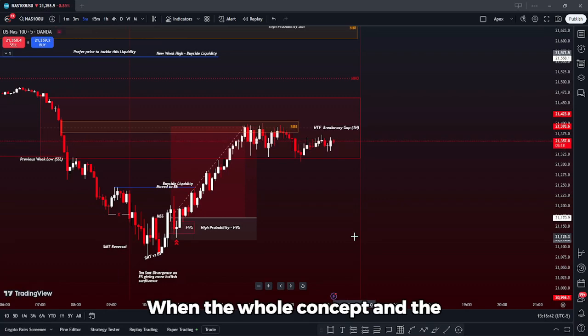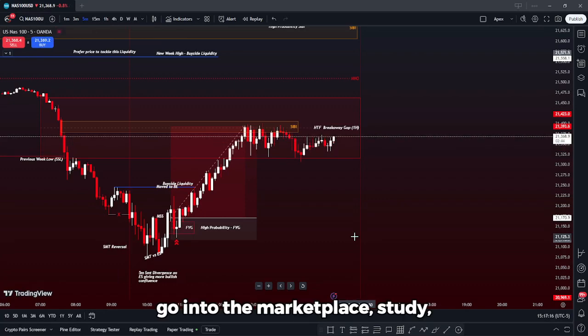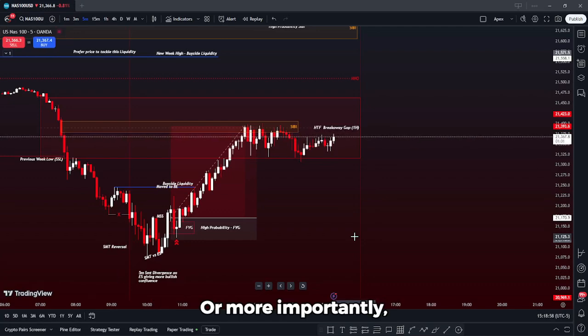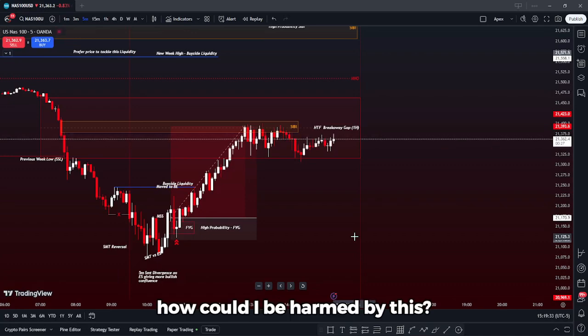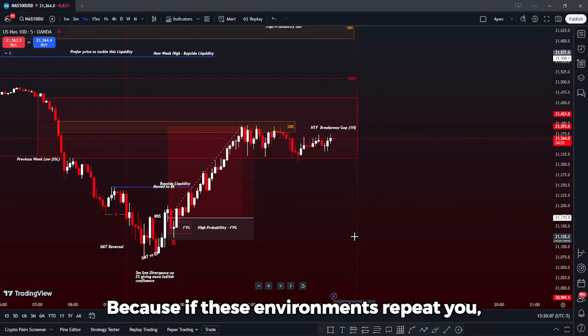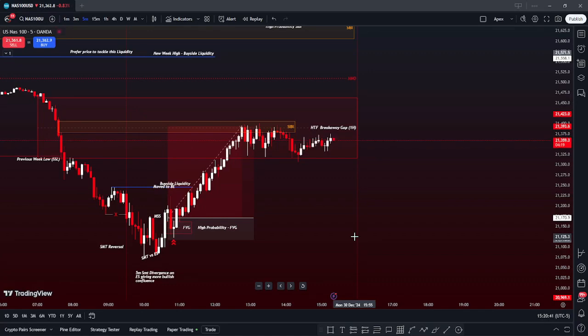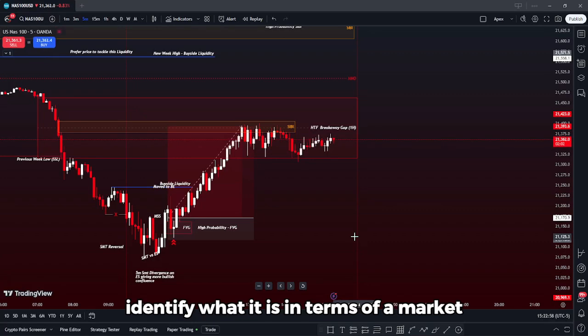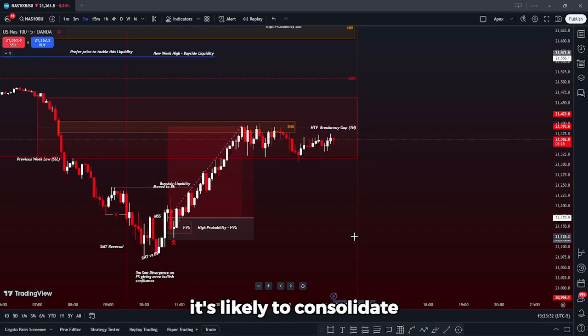When the whole concept and the point was, go into the marketplace, study. What is it doing? How is this going to benefit me? Or more importantly, how could I be harmed by this? Because if these environments repeat, they do. If you know what they look like going in, or once you get involved and you can identify what it is in terms of a market profile day where it's likely to consolidate and chop you up, how do you engage with that? How do you trade it?